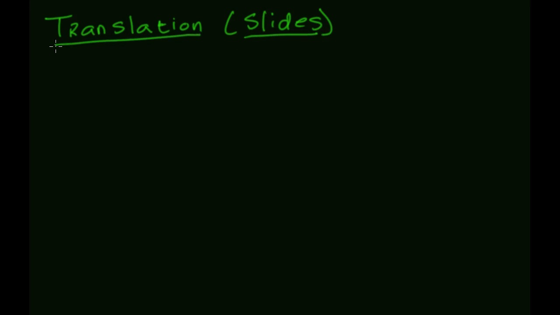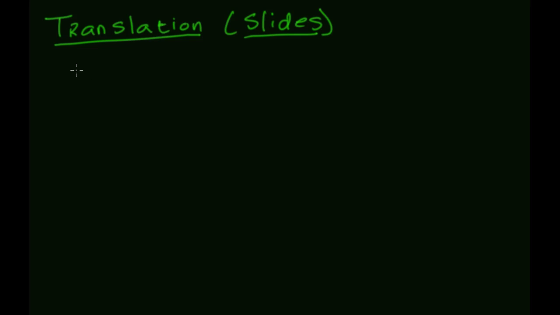Okay, so this is our second type of transformation. These are called translations. Also, you've probably heard them called slides, right? So we have the translation, we have the idea of a slide.